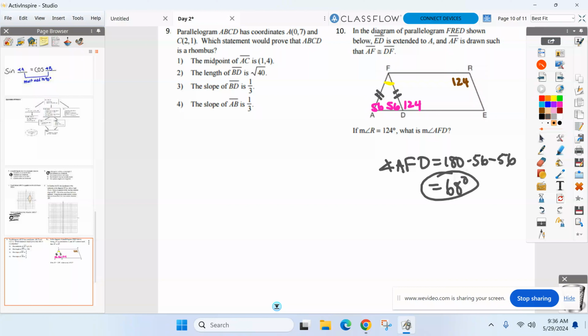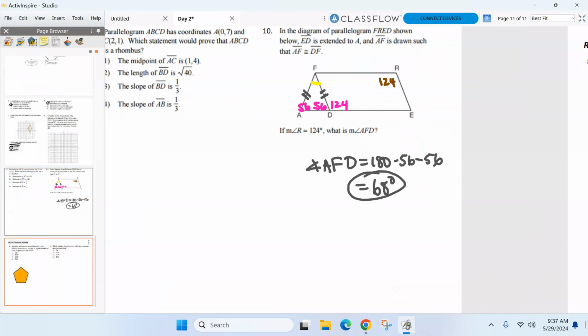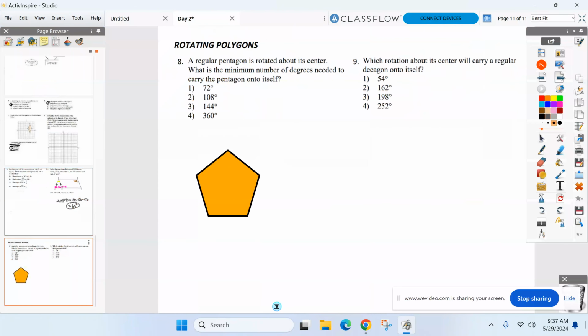Okay, you're going to do 8 and 9 in a second. I have one more topic to go over today. Usually you can find one of these questions on every Regents, and that is, how many degrees can you rotate a polygon so you get that same polygon back? That's what I'm asking here with the pentagon. What's the minimum number of degrees I can rotate it to carry it onto itself?